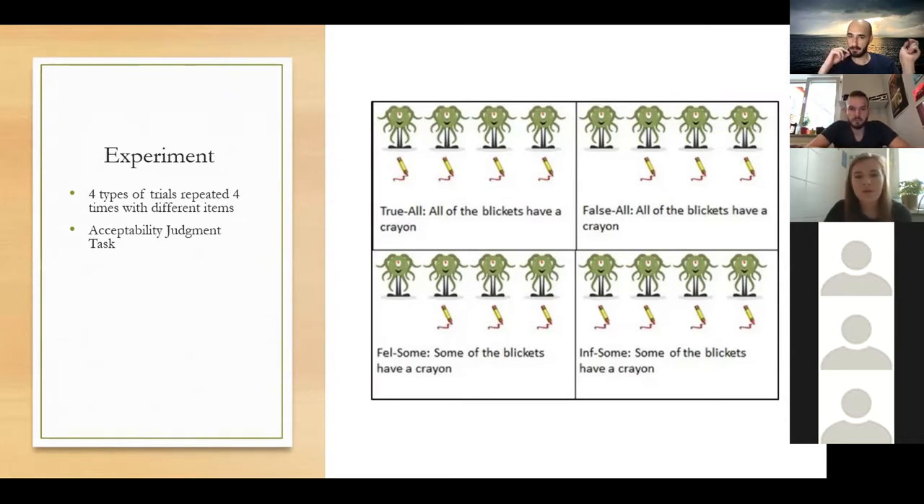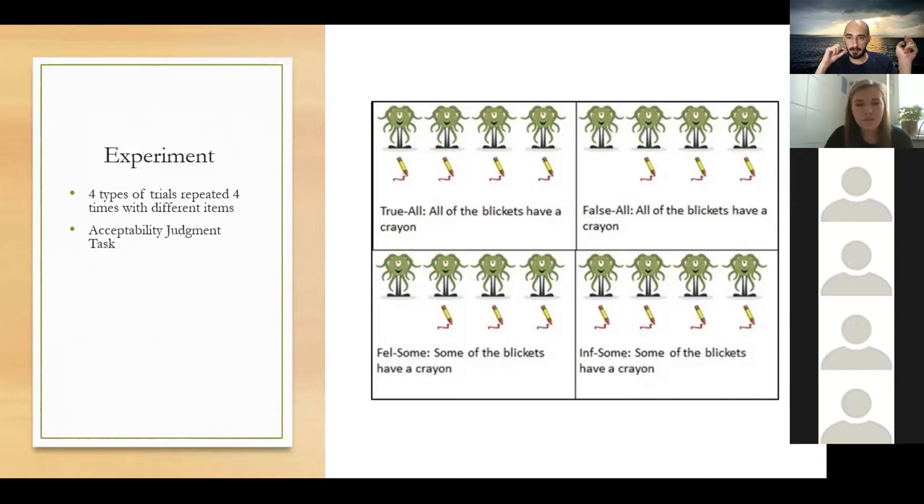The first type was the true-all trial, which you can see in the first slide. In the true-all trials, 4 out of the 4 blickets had the item, and the puppet said in the statement, "All of the blickets have a crayon," in this case. Then for the false-all trial, only 3 out of 4 blickets had the item, and the puppet again said the sentence, "All of the blickets have a crayon," or the requested item. These were the all trials.